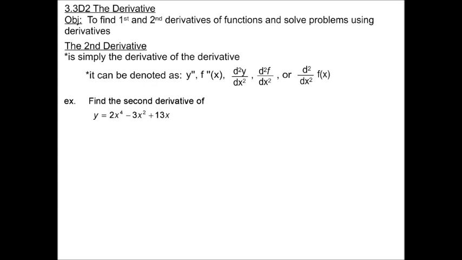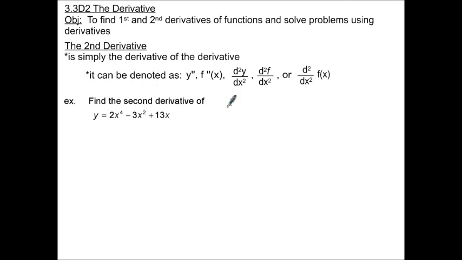We're going on to 3.3 day 2 of the derivative. Now we're going to be finding first and second derivatives of functions and solving problems using derivatives. The second derivative is simply the derivative of the derivative. So basically you do it once, then you do it twice, and you've got your second derivative.